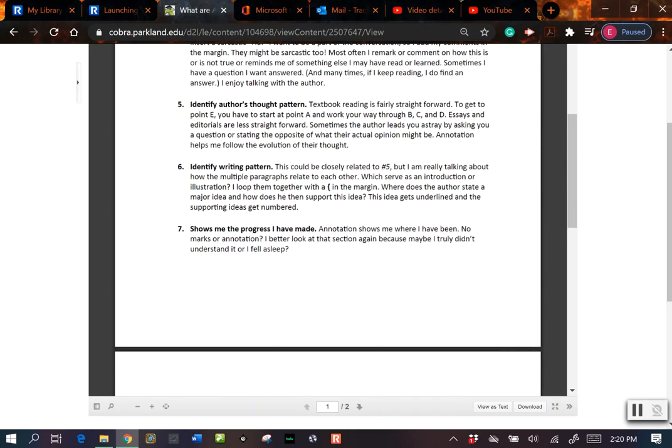And then we also annotate to figure out the author's thought pattern. Textbooks are pretty straightforward. In order to get to point E, you have to go through A, B, C, and D. But when we look at essays and editorials, especially in like English 101, sometimes the authors aren't as straightforward. And so they might ask you a question, they might start with the opposite of what they're actually talking about, and so they can go on a different path. And so when we annotate, it helps us see the development of their ideas.